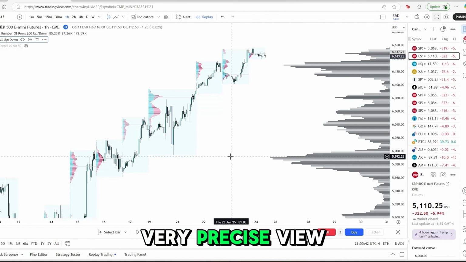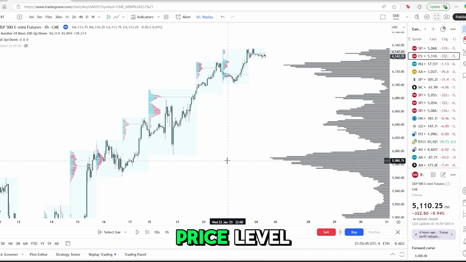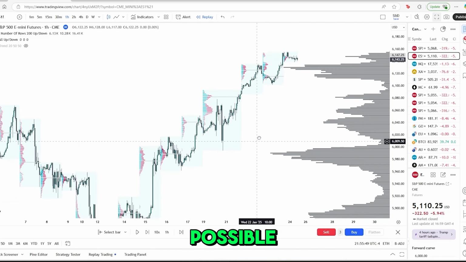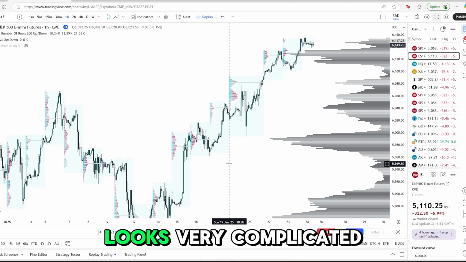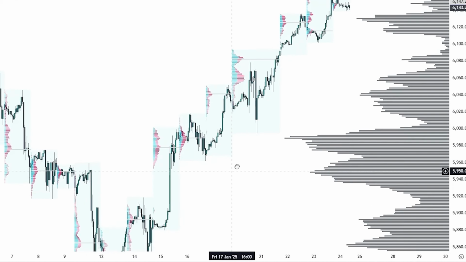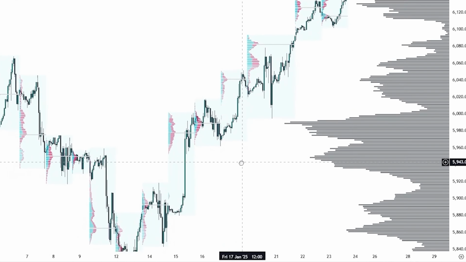We have a very precise view of where the volume is located based on the price level. This is what we'll use to draw our levels as precisely as possible. So this obviously looks very complicated and confusing, but don't worry. We only need to use two key components here to get our levels.